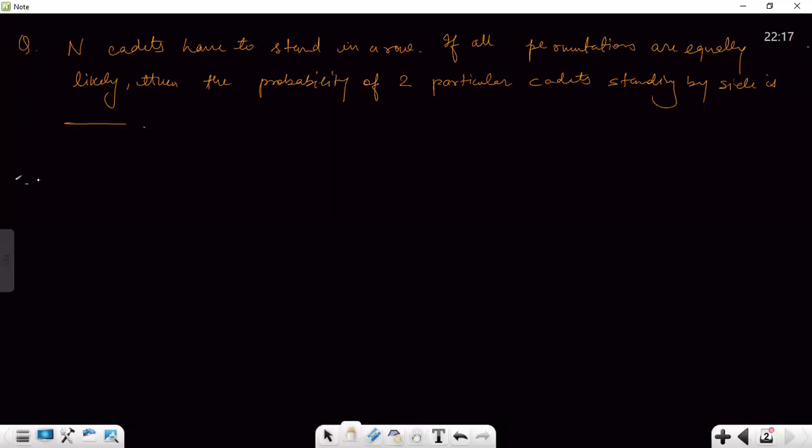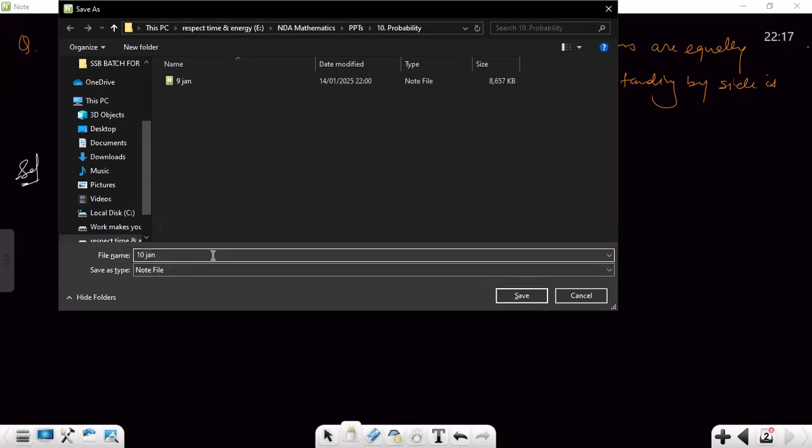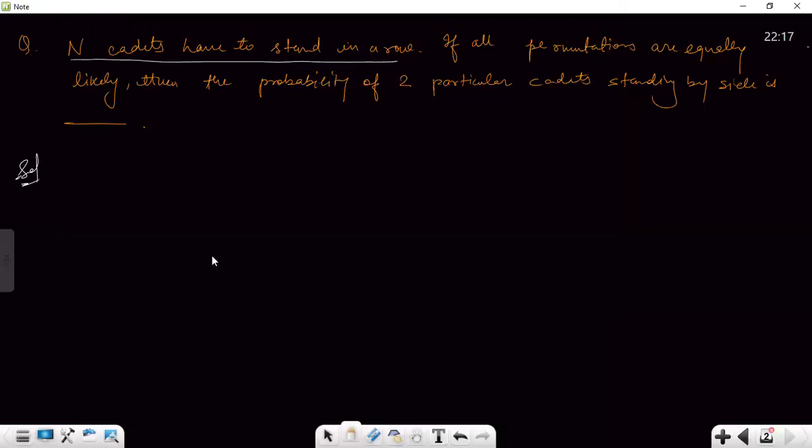So let's solve. There are n cadets who have to stand in a row. This is the event that is happening for sure. So see, there are n cadets that have to stand in a row. So how many total arrangements can be made? N factorial. This is the total number of ways.